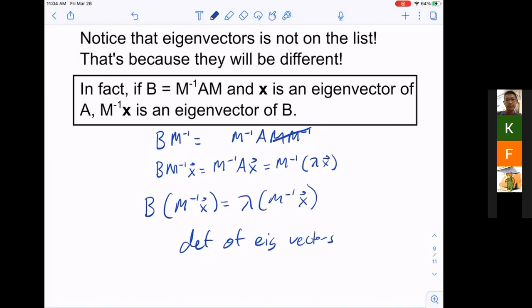M inverse X is a vector. And notice it's the same multiple as AX was of X. It's lambda, the eigenvalue was the same eigenvalue, lambda. The vector is just different. It's not X, it's M inverse X that is our eigenvector for B.